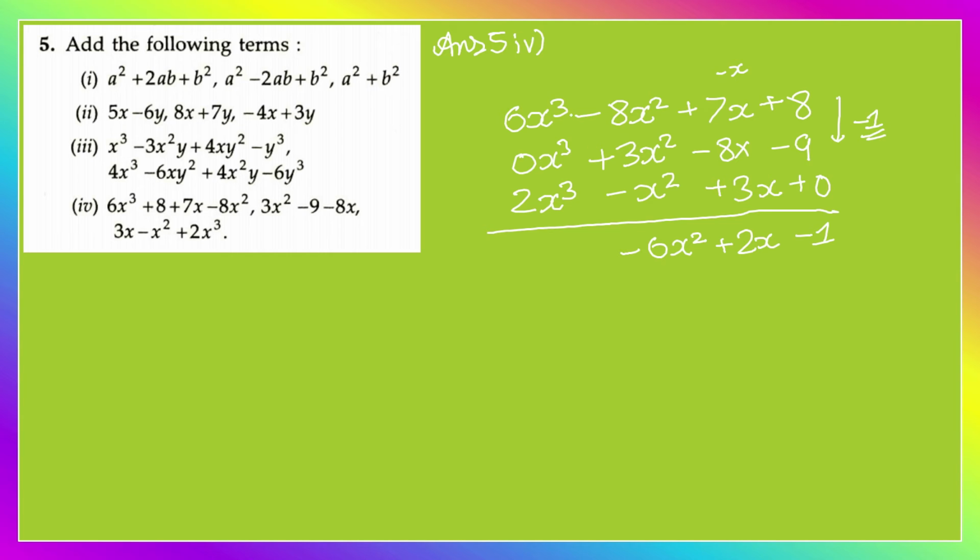And now for the cubed part, we have 6x cubed plus 2x cubed, which is 8x cubed. And 0 is like this only. So the answer is 8x cubed minus 6x squared plus 2x minus 1. So this is the final answer. Okay, my friends, so now let's move to the sixth question.